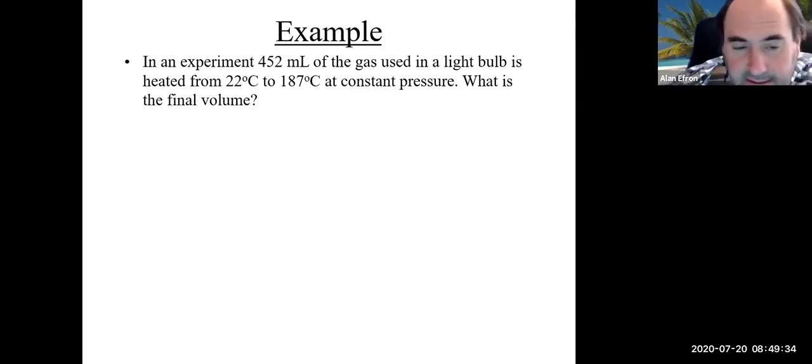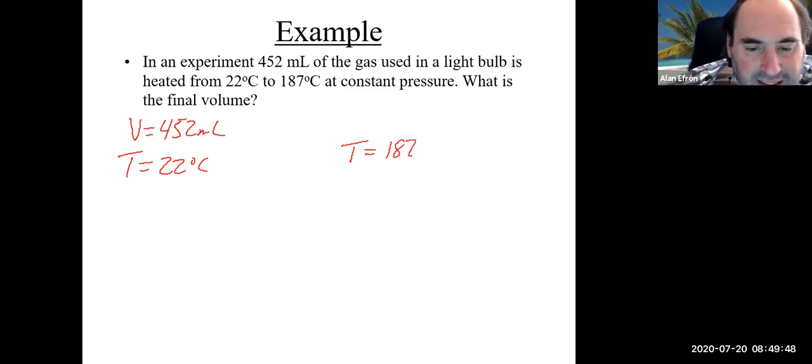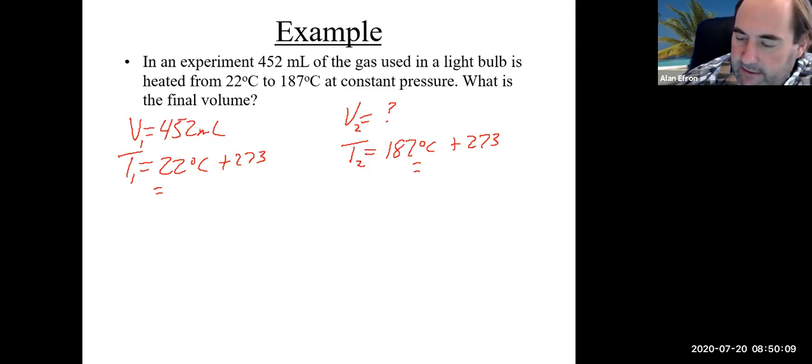Okay, same approach here. We're going to pull out the information. We've got a volume of 452 milliliters in a light bulb that's at 22 degrees Celsius, and then it goes to 187 degrees Celsius. We are looking for the final volume. Here you can see Charles' law. We need to do a little bit of conversion, right? We have to convert our temperatures like normal to Kelvin. So that's 22 plus 273, which is 295 Kelvin, and 187 plus 273 gives us 460 Kelvin.